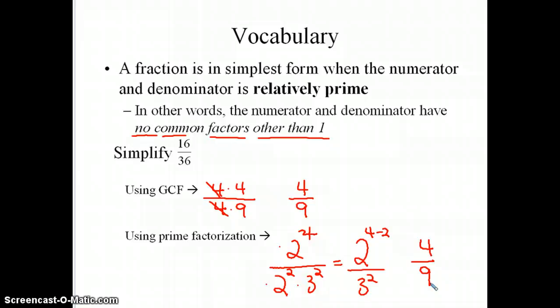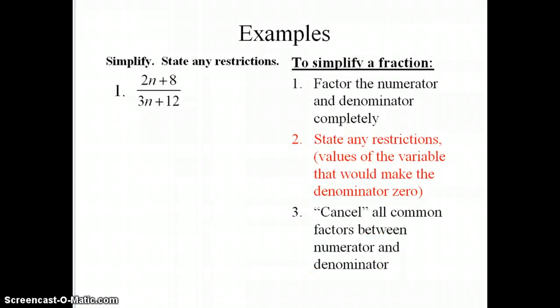We'll begin with example number 1. Beginning with example number 1, please take a moment to pause the screen and write down the 3 steps to simplify a fraction. We'll be using those 3 steps. Now that you have finished copying the steps to simplify a fraction, we will begin.